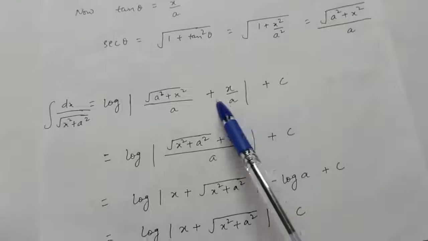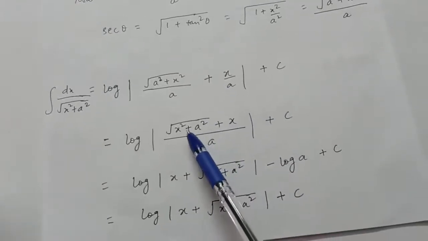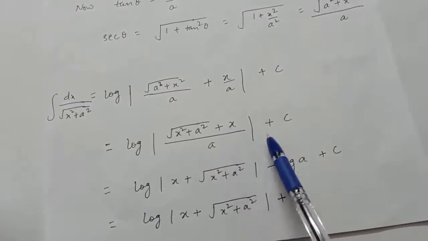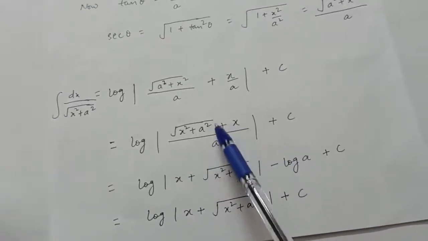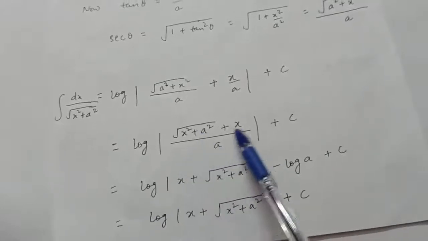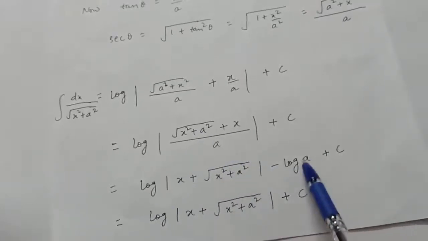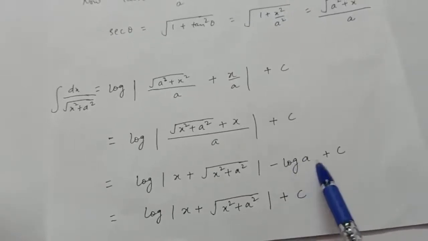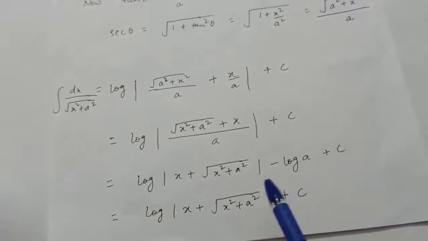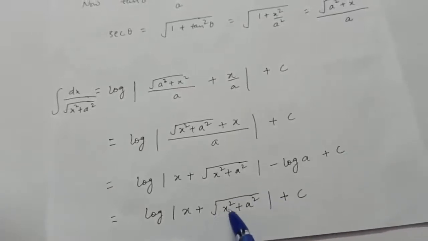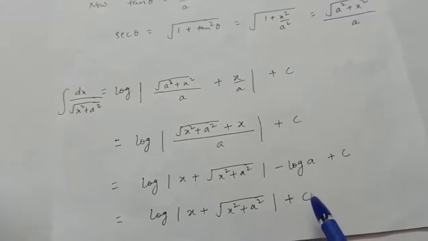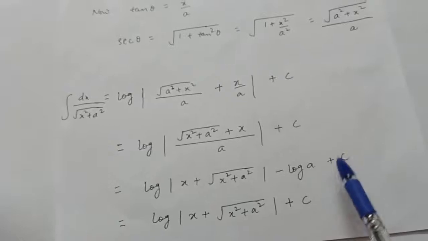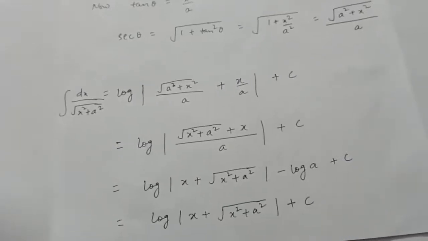Now take the LCM, this will be log mod of (root x square plus a square plus x) upon a, plus c. Now this is log m by n, which can be written as log m minus log n. Now see, this log a is constant, right? Therefore it can be merged with this c only. So you will get log mod of x plus root x square plus a square plus c. Clear? We can merge this log a in this c only, because this c can be any constant, right?